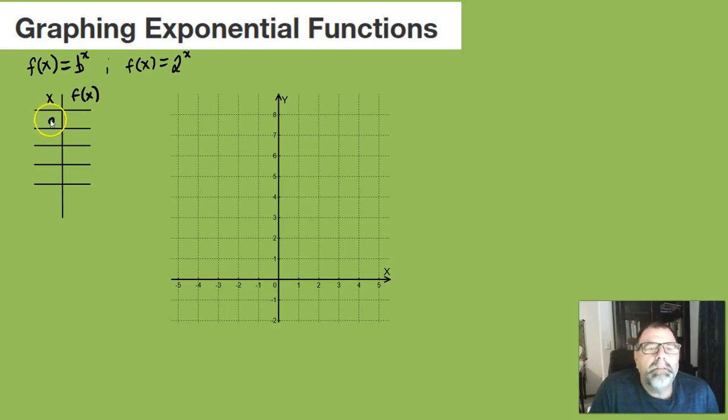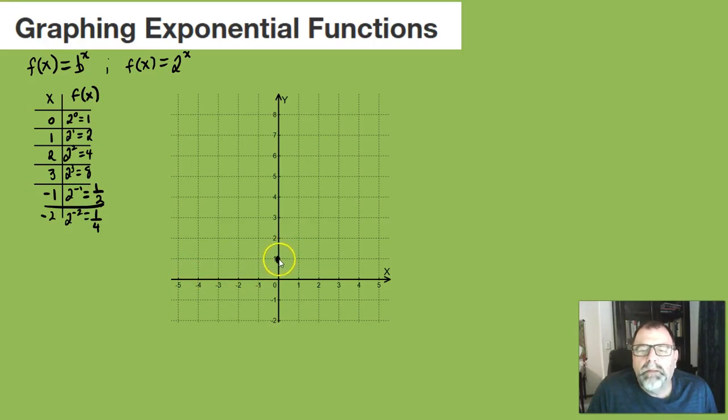So if we do 0, 2 to the 0 is 1. We do 1, 2 to the first is 2. 2 squared is 4. 2 cubed is 8. And then if we do negative 1, 2 to the negative 1, remember negative exponent is 1 over. And then 2 to the negative 2 is 1 over 2 squared, which is 1/4. And then we get 1/8, 1/16, 1/32. Okay, so let's plot these.